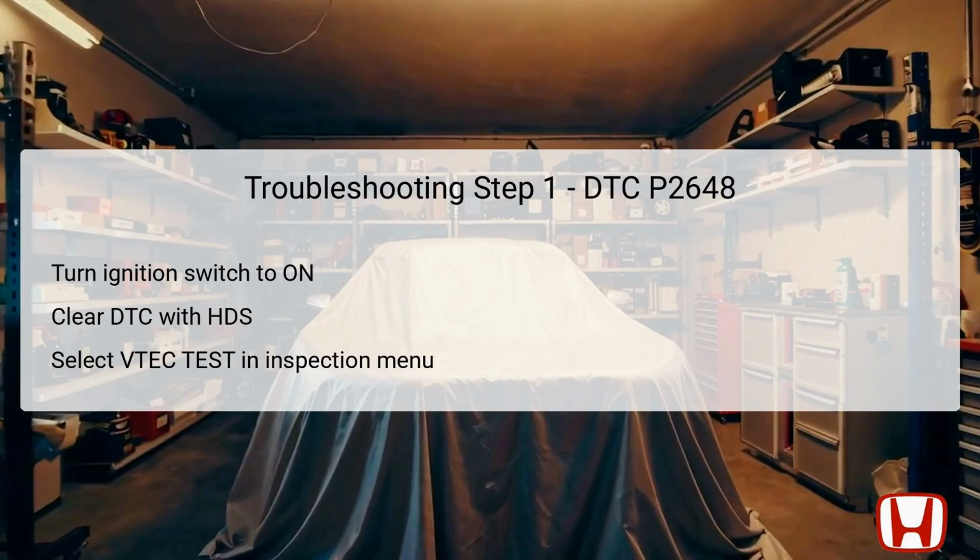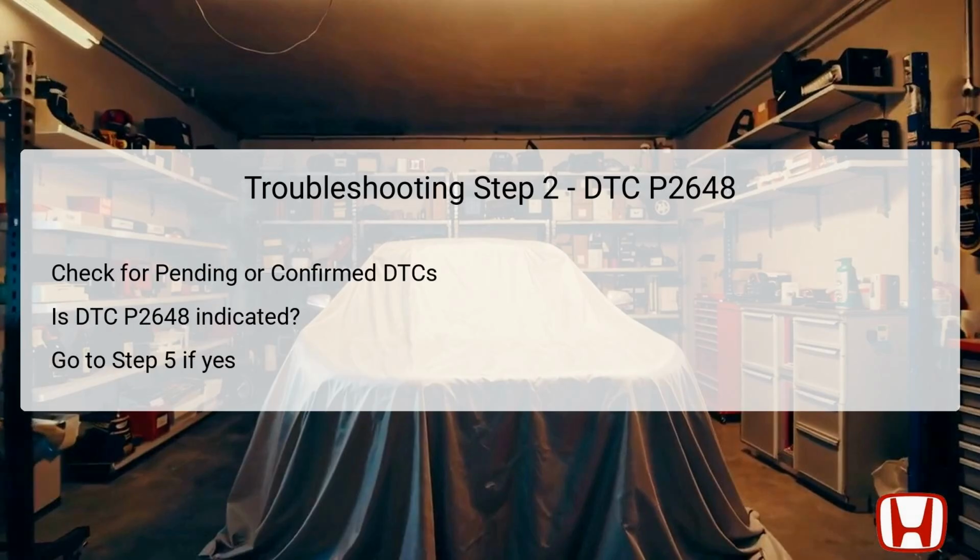After clearing the code, it is crucial to select the VTEC test within the inspection menu of the HDS. This test will allow you to activate the rocker arm oil control solenoid A and confirm whether it is responding correctly to commands. By conducting this preliminary step, you're setting the stage for the subsequent diagnostic procedures that will follow.